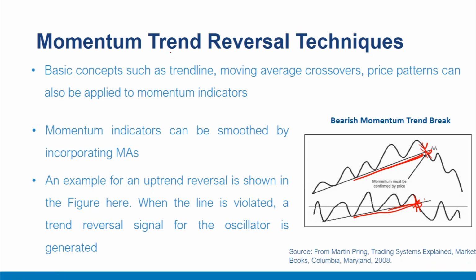This type of momentum weakness must be regarded as an alert, and action should be taken only when confirmed by the price trend itself, as indicated at point AA in the figure. In effect, the momentum trend break is reinforcing the price trend break, and it offers an additional piece of evidence that the trend has reversed. These momentum indicators can also be smoothed by incorporating moving averages. Here we have already seen the example of uptrend reversal.